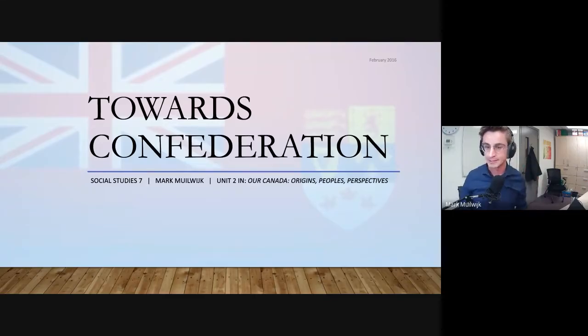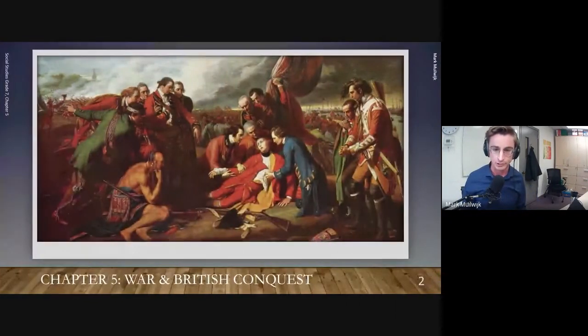Ladies and gentlemen, we are going to what the textbook calls the next unit. The units in the textbook are slightly different from the units in my class. The units in the textbook are three in total, and we're entering the middle one, called Towards Confederation, so towards 1867.